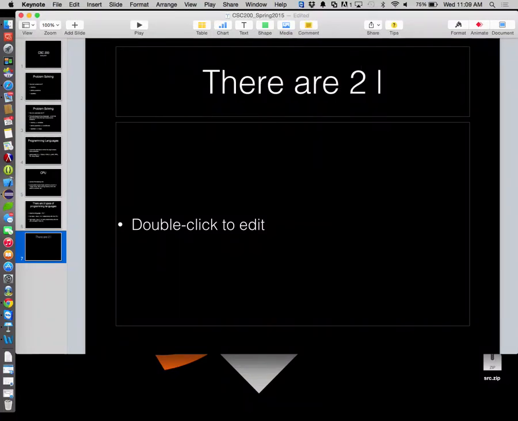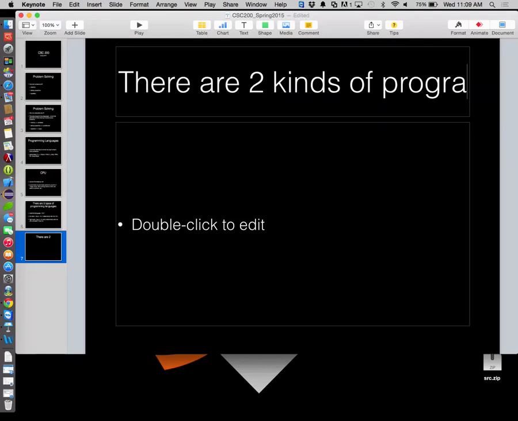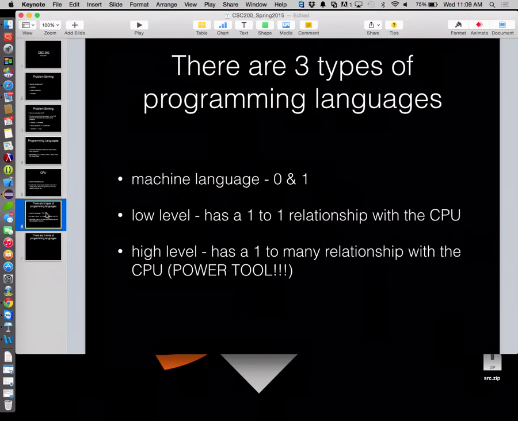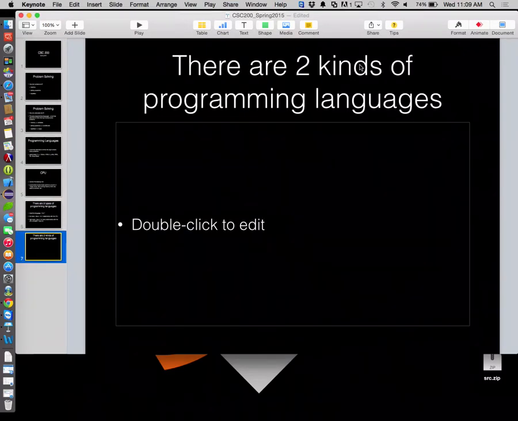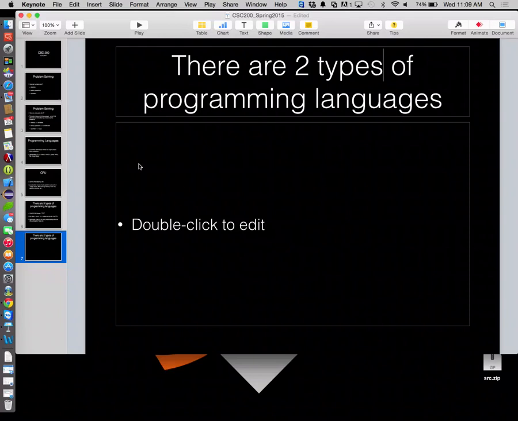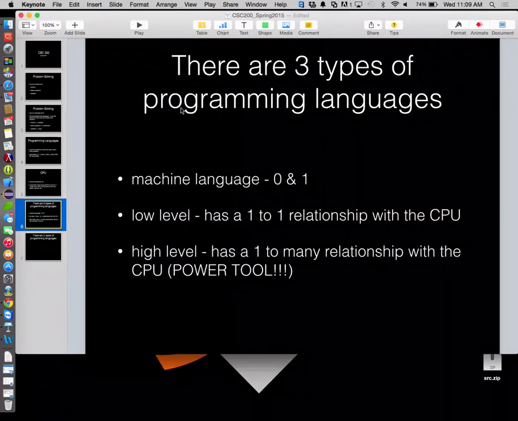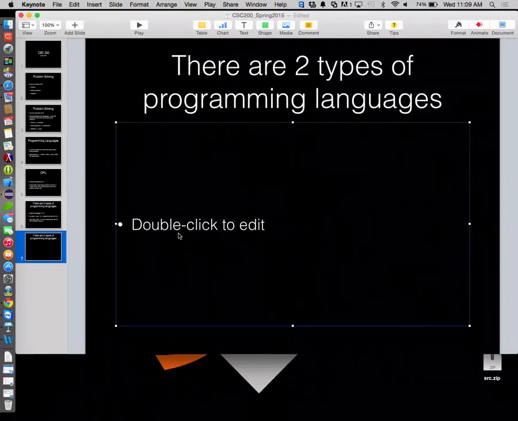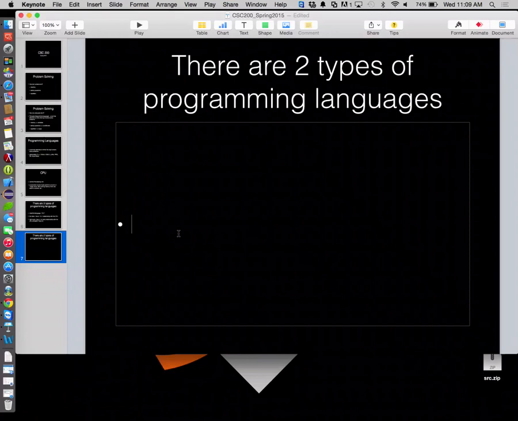There are two kinds of programming languages. And notice the previous slide said there are three types. We'll say types here just to keep it nice and confusing. Okay, so this slide said there are three types of programming languages. Next one says there are two types of programming languages. The two types of programming languages in the context of this slide are interpreted languages and compiled languages.